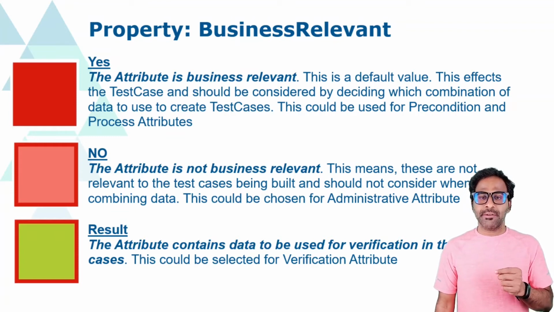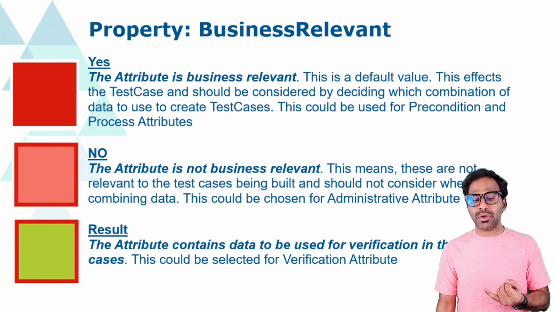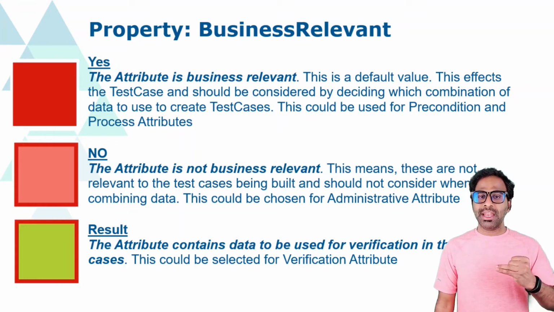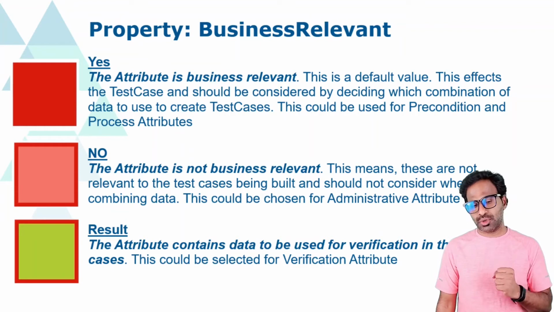So whenever you create an attribute as a business relevant attribute, that is actual test data that affects the data to be used for every test case. And this could be used for a precondition attribute or for a process attribute. I explained in my previous slide, right? We have a total of 4 attributes, precondition and process are part of it. So any attribute that you create as business relevant, you can specify in precondition or process attributes.